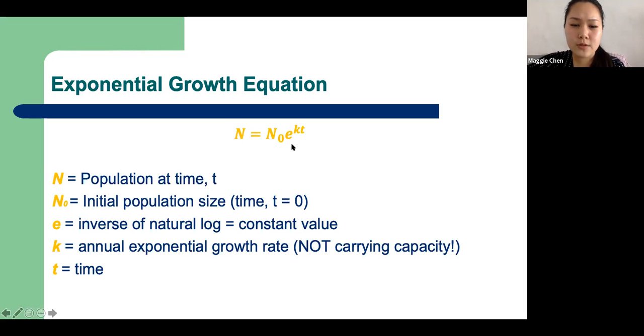So that's e to the power of k. This k is not our carrying capacity, it's our exponential growth rate, and it's usually given to us as a percent, which we're going to change into a decimal to do our calculations. And our k is multiplied by our time, so the time period that we're looking at.